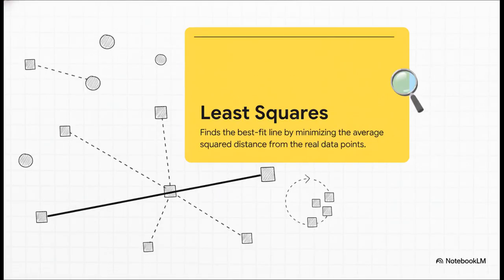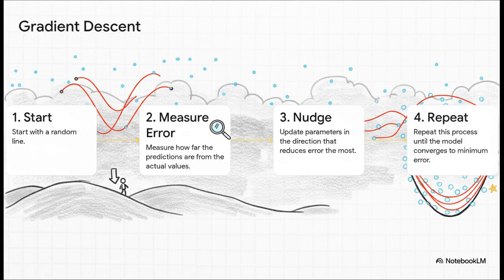But how does it know which line is the best one out of all the possibilities? Well, the goal is to make the error as small as possible. The method for this is called least squares. Think of it this way. It measures the distance from every single real data point to our line, squares those distances to make them all positive, and then it tries to make that grand total as tiny as it can be. The line with the least total squared error wins. Simple as that. And the process for actually finding that winning line is an amazing algorithm called gradient descent.